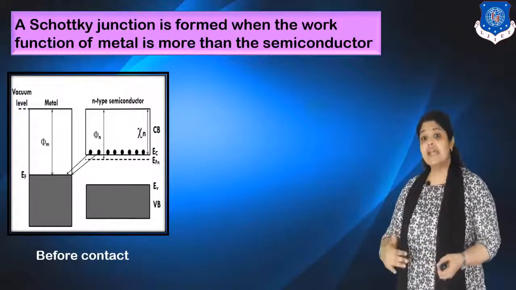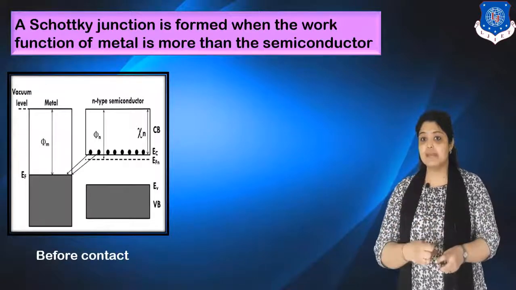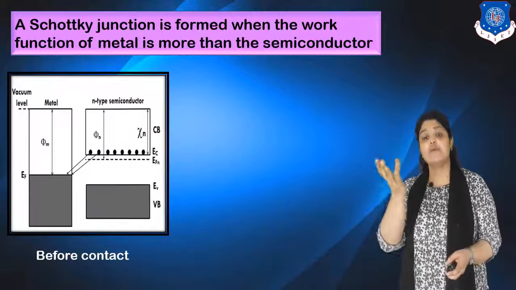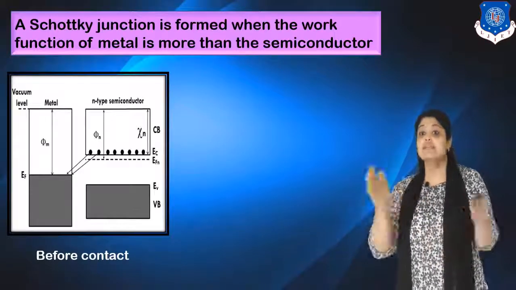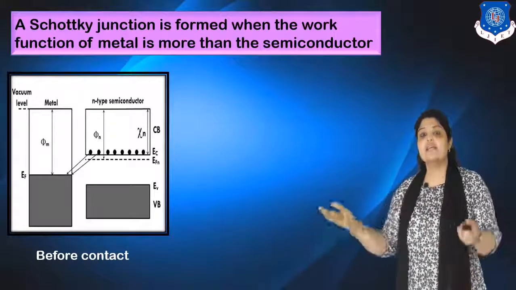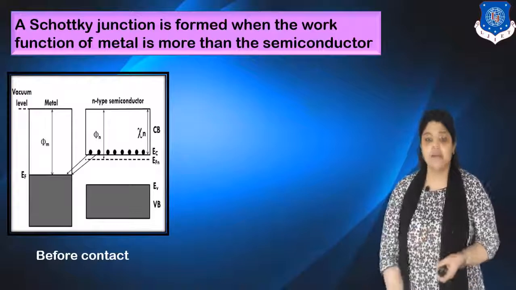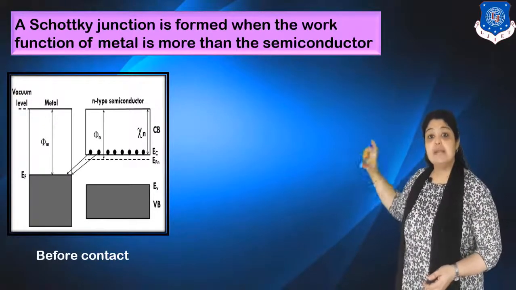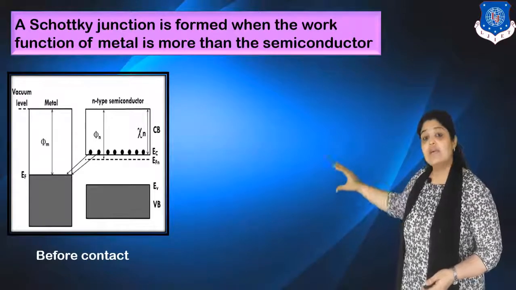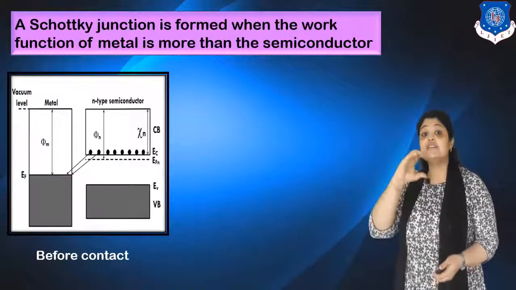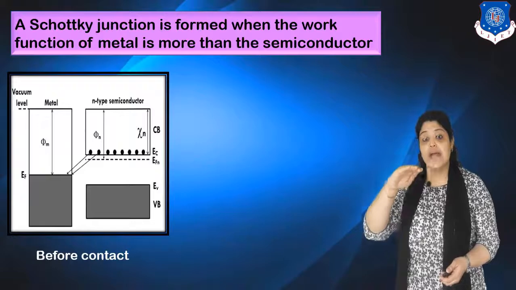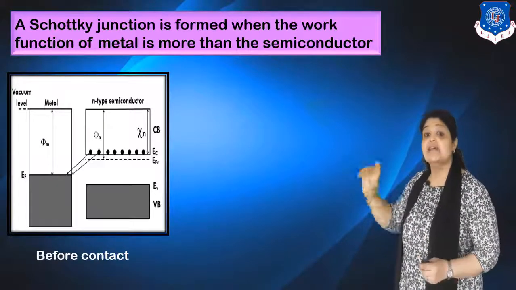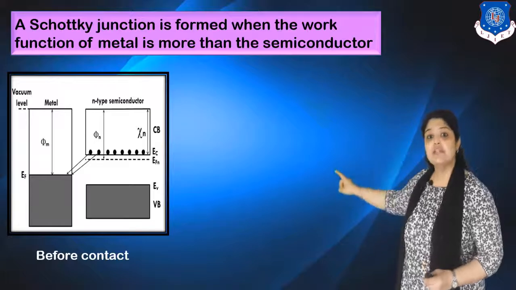I will be explaining it before the contact is made. In this diagram, you can see the energy band diagram of metal and semiconductor separately. And then we'll be discussing what happens when the contact is made. Before the contact is made, you can clearly see here that in the metal, the gray colored portion indicates the levels of the metal that are filled up. And above that, the white colored portion indicates the empty levels. And this is what is indicated by the work function.